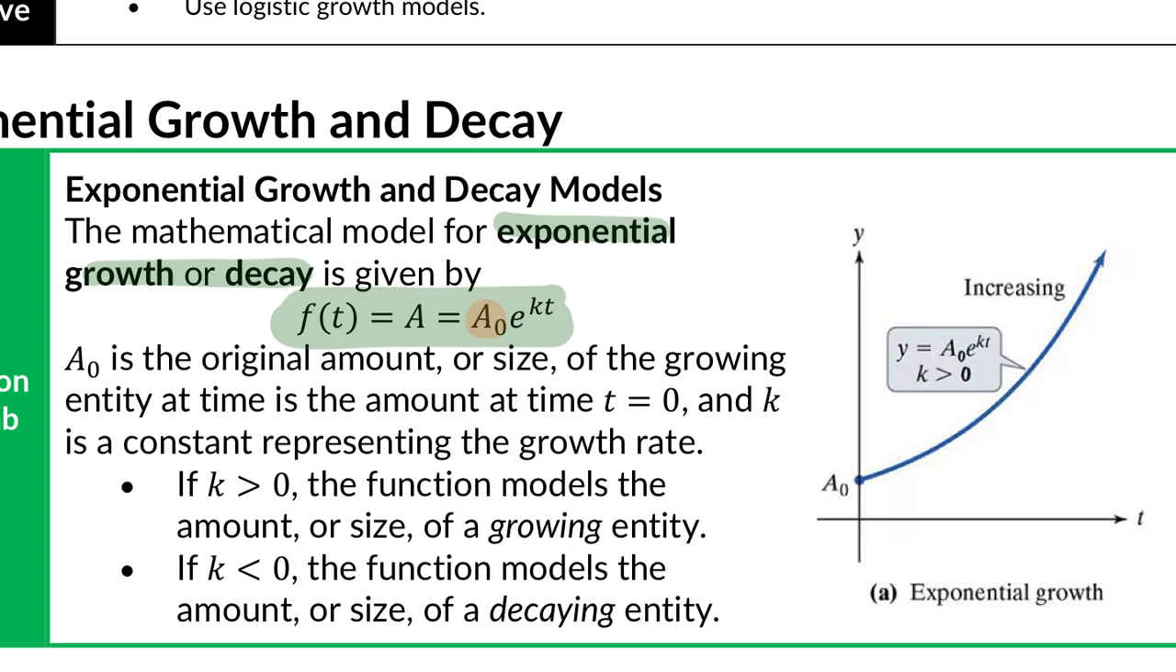A sub 0 is the original amount or size when we started, the initial value. And then k is just some value for the situation representing the growth rate. So k is the rate. If that k value is bigger than 0, then the function model shows growth. And if that k value is less than 0, some sort of negative number, that's when we're going to have a negative or a decreasing exponential decay function.